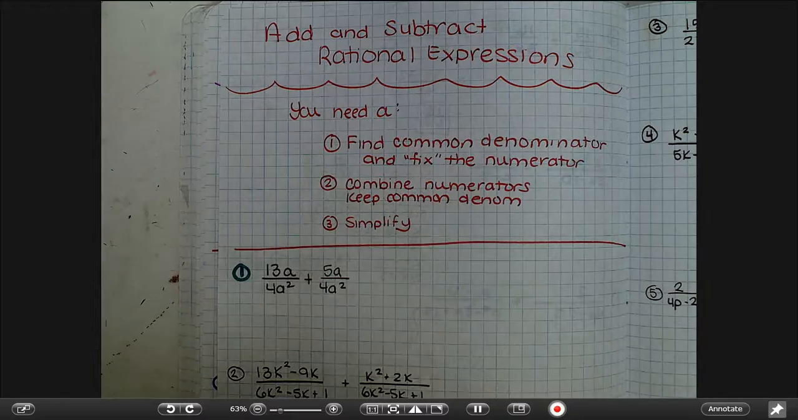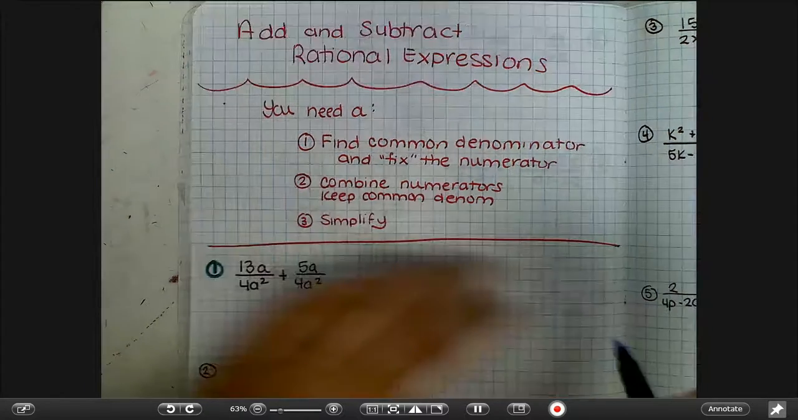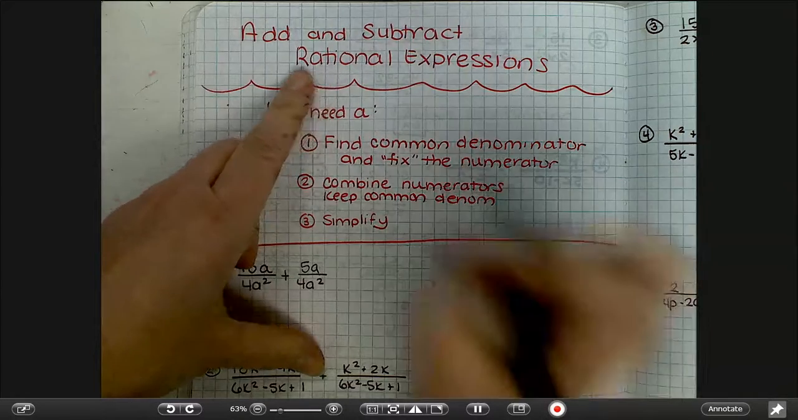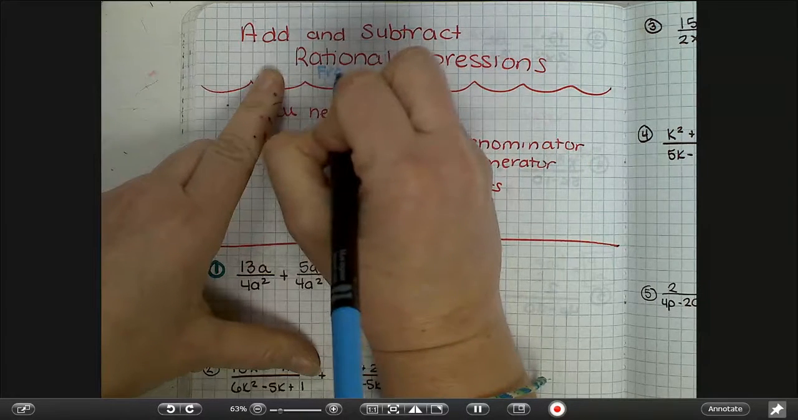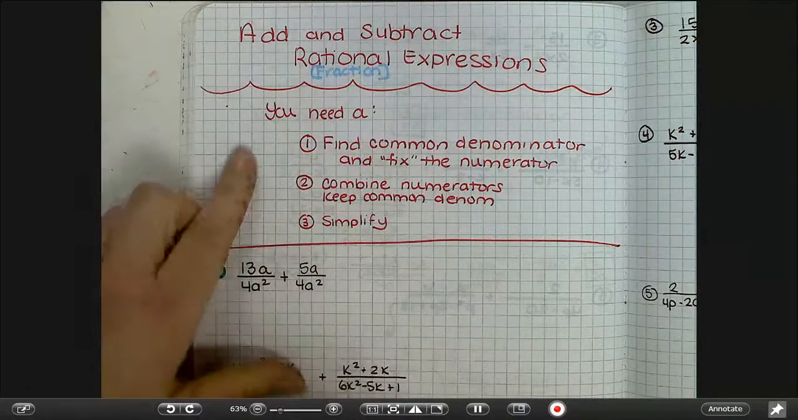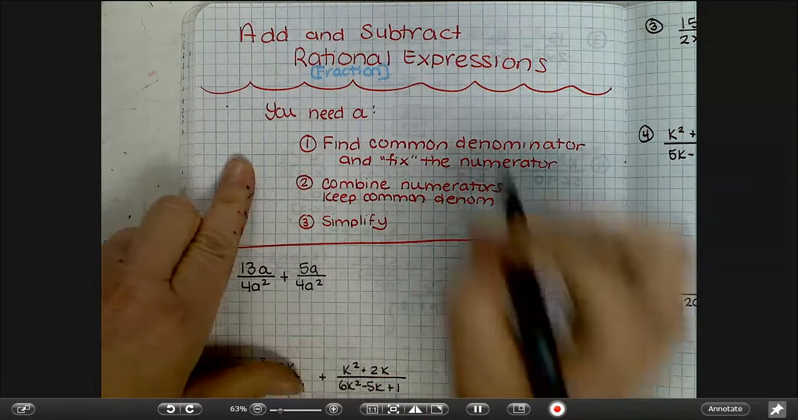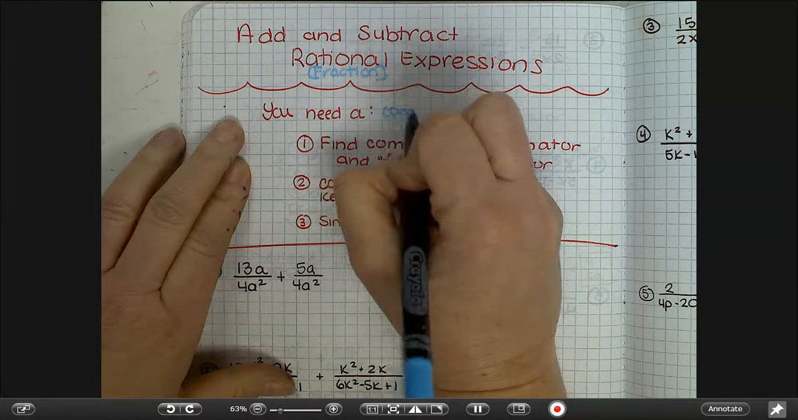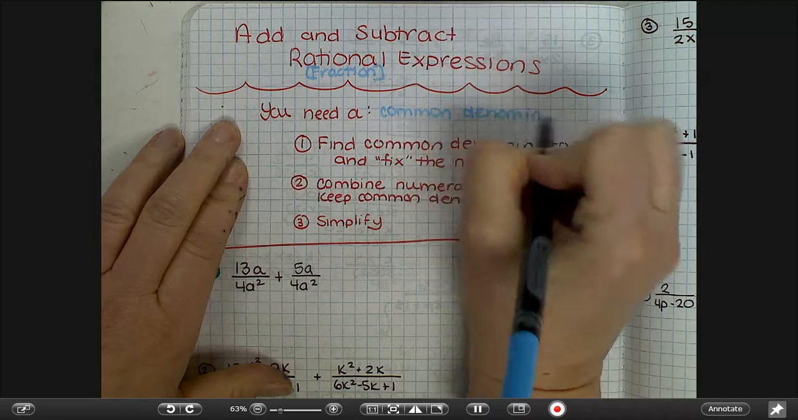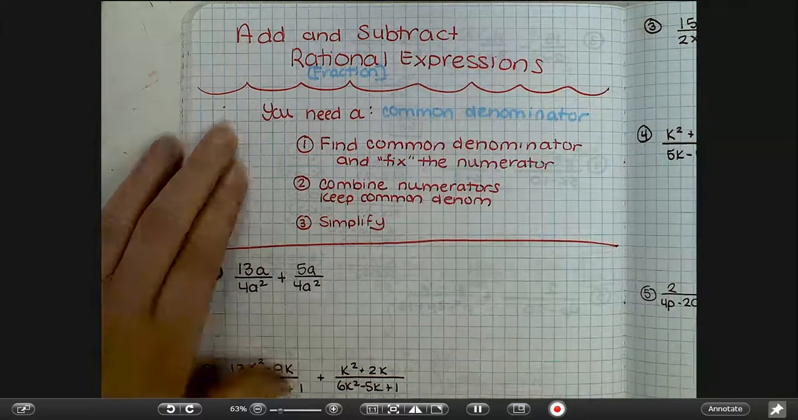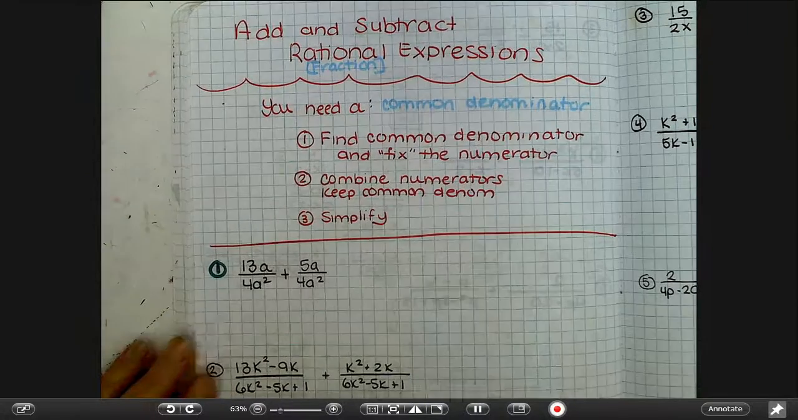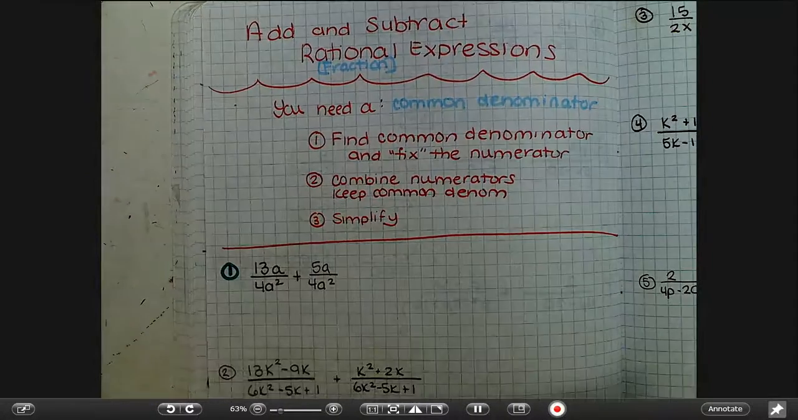All right, so we are going to add and subtract rational expressions. Adding and subtracting rational expressions should make you feel super excited because rational means fraction, which means we have to follow all of those fraction rules from back in the day. And when you add or subtract fractions, you need a common denominator. So we're going to find a common denominator with variables and factoring and all sorts of good stuff.